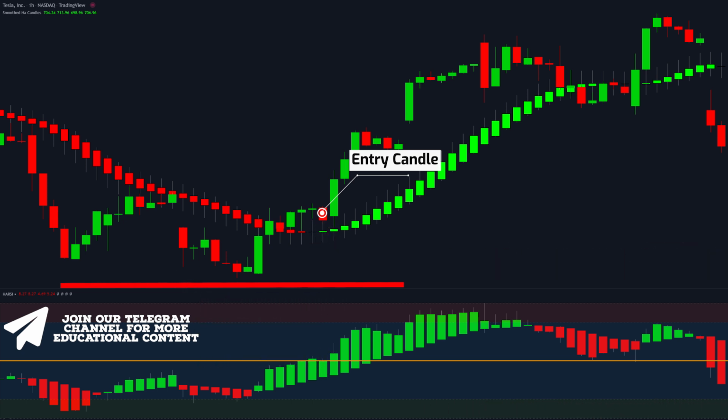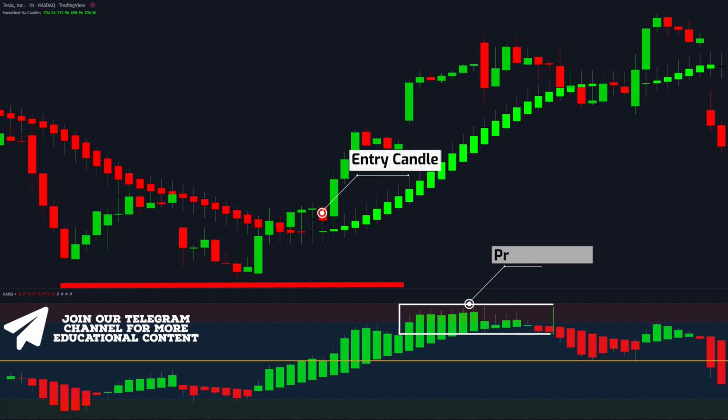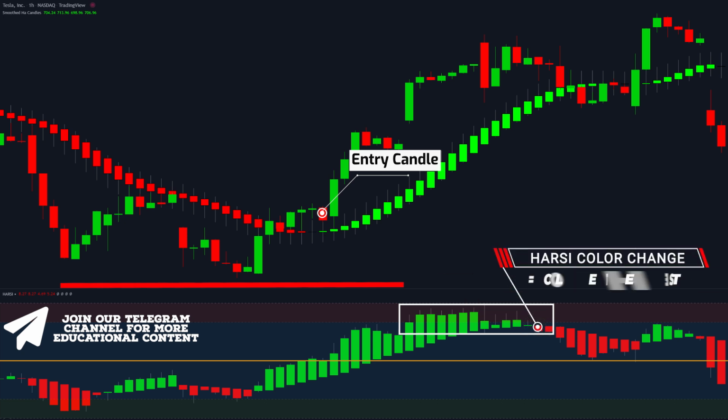So, the green bar along the bottom initially touched the red area right here, meaning that we should close half position and move stop loss to the break-even. Next, we can see that the price advanced to the red area, which is our pre-exit event. Finally, we close the rest position when the HASI indicator turns red right here. As a result, we caught an insane 14% move. As for now, let's consider a few more examples.